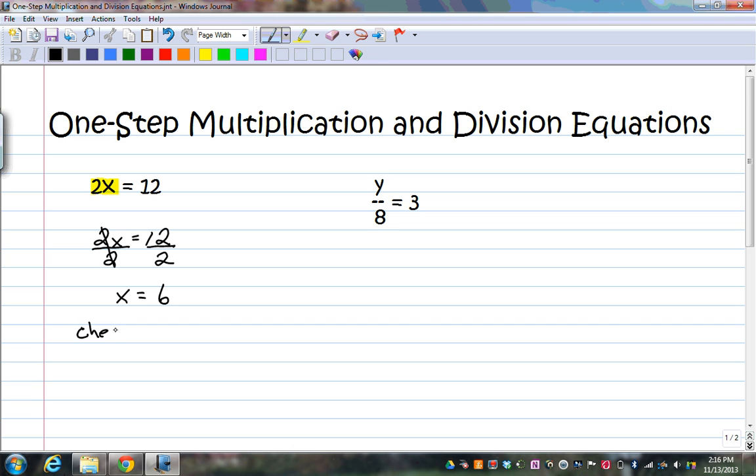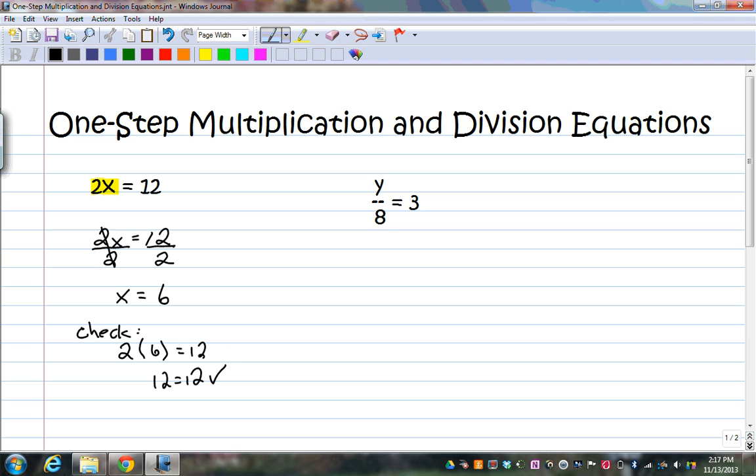Then I'll do a check. For my check step, I'll take 6 and I'll put it in place for x. Here I have to use parentheses though. The parentheses are necessary so that it doesn't look like 26 equals 12. We know that 2 times 6 should be 12. 12 is equal to 12. And sure enough, it works. All right, on to the next one.